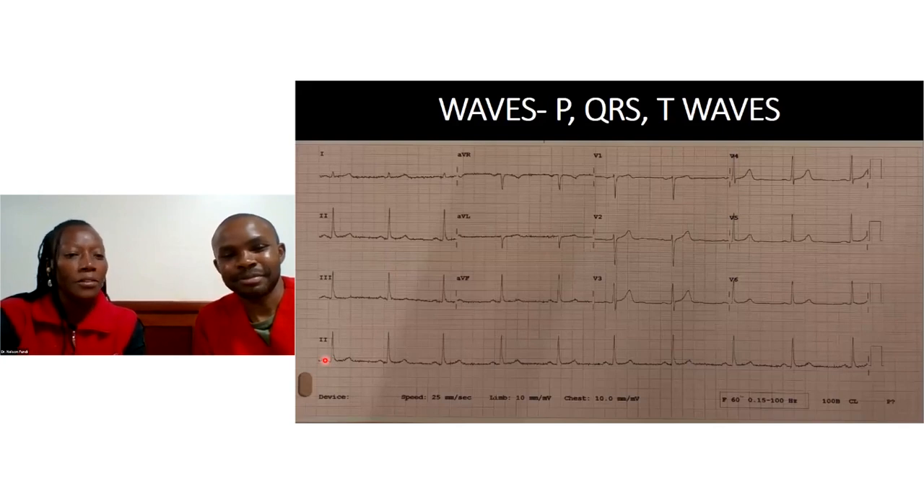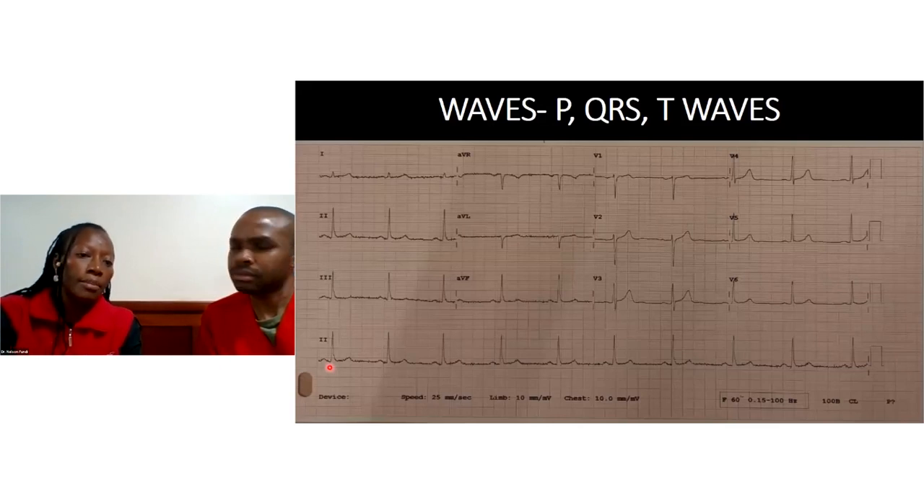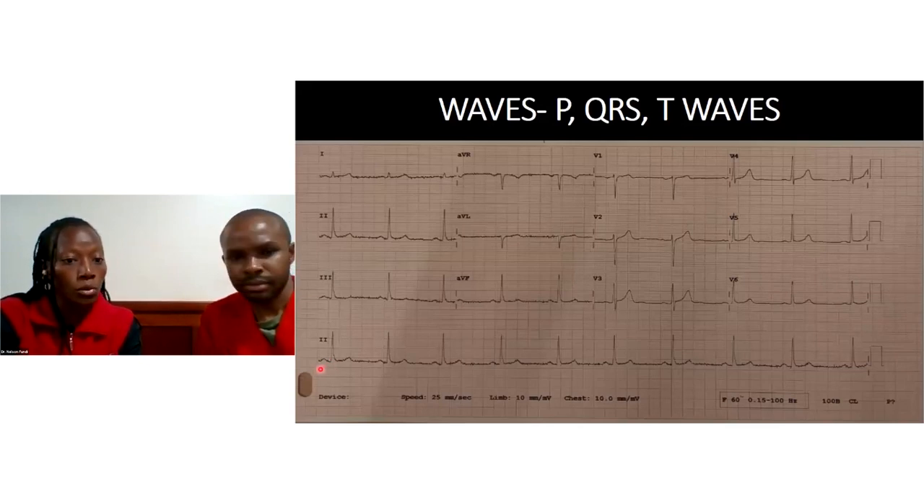All right. So from there, we analyze our PR segment, which is the small flat line between the end of P and the beginning of our QRS complex. We already said that this is where the impulse is delayed at the AV node. The PR segment should not be more than 2 small boxes wide.